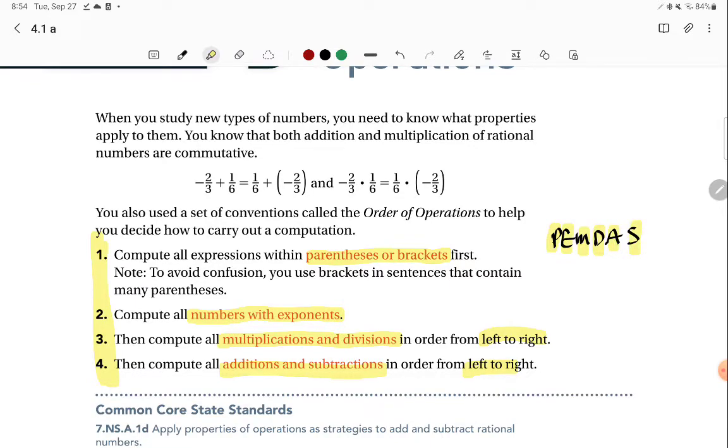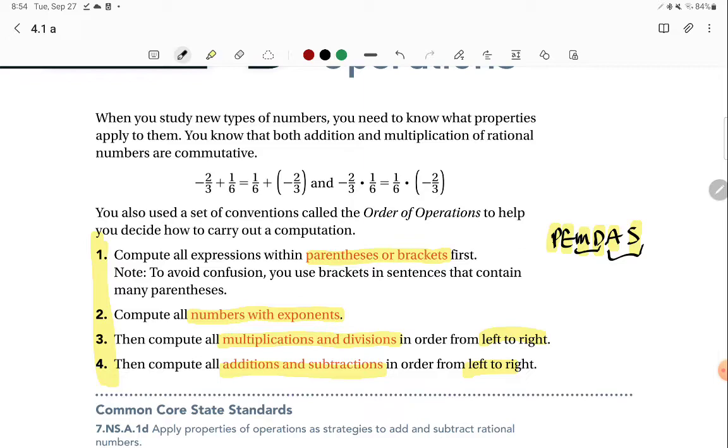The problem with this is that with multiplication, division, that's just left to right. So sometimes it could be division first. It just depends. Same with addition, subtraction, that you work that left to right. Sometimes subtraction could come first. It just really depends on the problem itself.